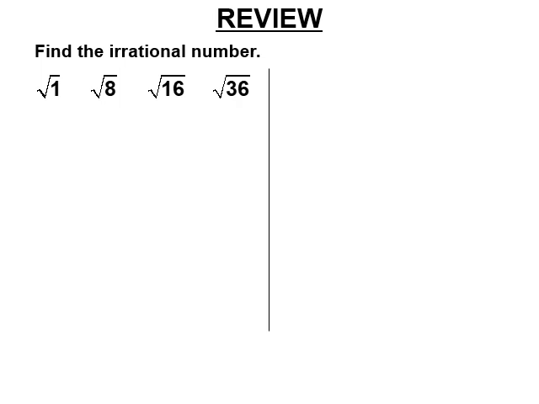The irrational number here is the one where the number inside is not a perfect square. Square root of 1 is 1, square root of 16 is 4, square root of 36 is 6, square root of 8 is an irrational number that goes on forever.